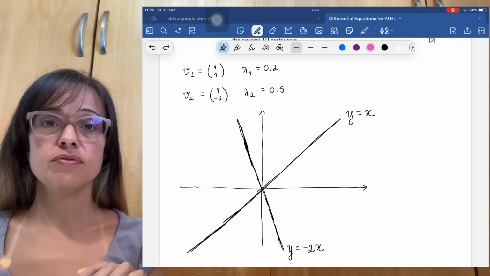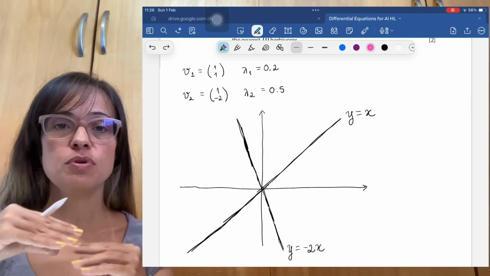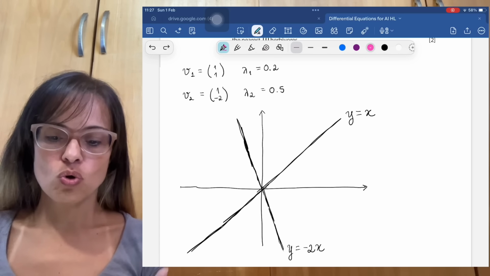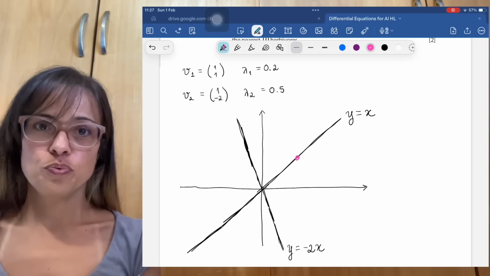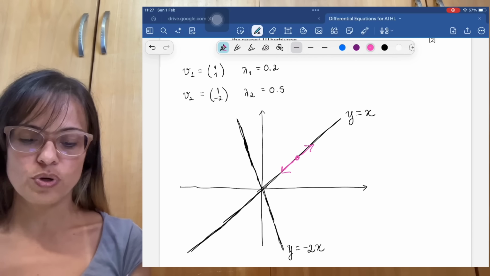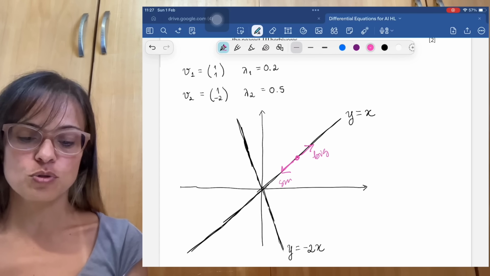And here's the thing. I told you that both eigenvectors are lines along which the system evolves in one dimension. It doesn't leave the line. So what we have to do is put some arrows here. Is it going that way or is it going this way? So in other words, is it getting bigger or is it getting smaller?